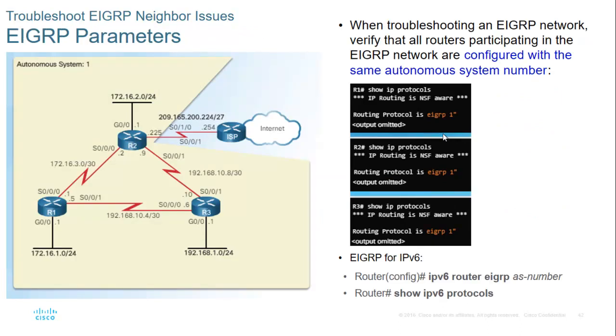When troubleshooting an EIGRP network, verify that all routers participating in the EIGRP network are configured with the same autonomous system number. Sometimes you typed it wrongly or somehow forgot the autonomous system number. This is a simple mistake that can be made. One router is EIGRP autonomous system number 1, and then the other router is autonomous system number 11. So this is a common problem. Okay, so you can check using show IP protocols.